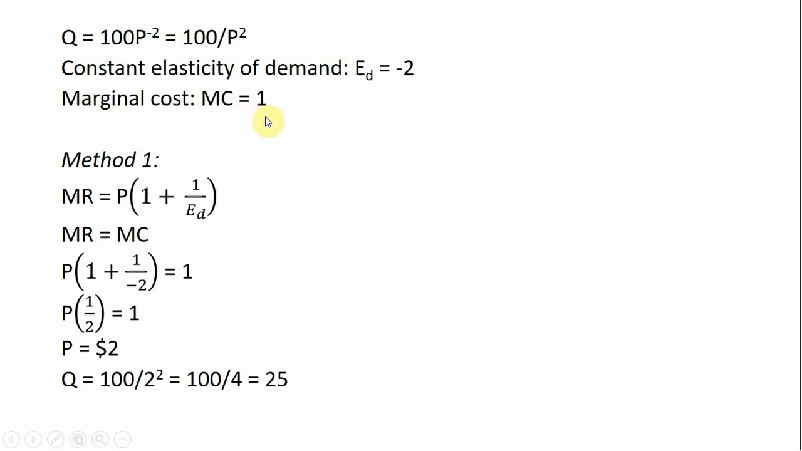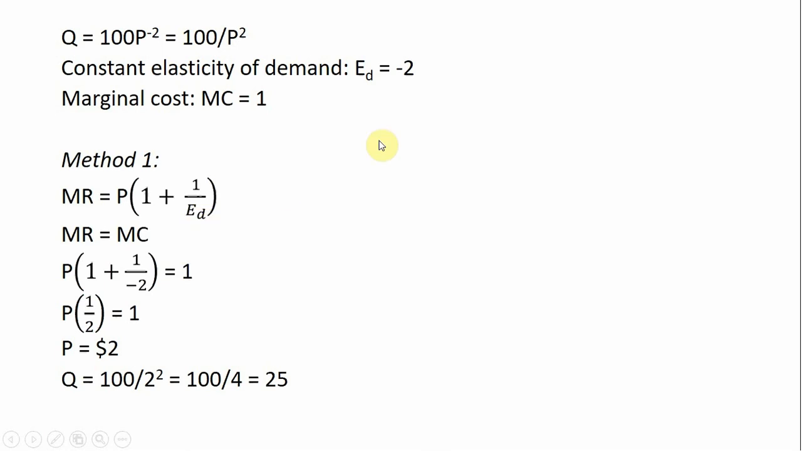There are two ways you can solve this problem. Perhaps the easiest way is method one. Method one, however, relies on you recalling that marginal revenue can be given by this formula. This is something that can be derived, and I believe that I derived this in another video. I'm not going to do that here, but marginal revenue equals price multiplied by what's in parentheses, 1 plus 1 over the elasticity of demand. So I'm just going to set this equation equal to marginal cost. This is the marginal revenue equals marginal cost approach.